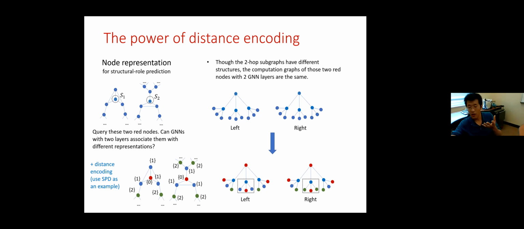For simplicity, we just use the shortest path distance to the target node as the distance encoding, and they are labeled with different colors here to denote this distance encoding. Then if we further expand these computation graphs, we see the difference appearing here, which allows us to distinguish these two nodes with these two layers.